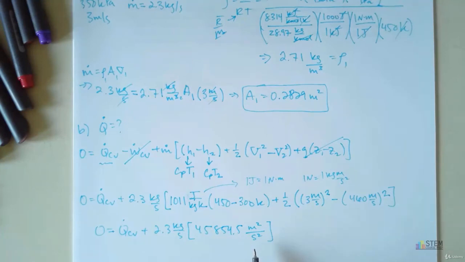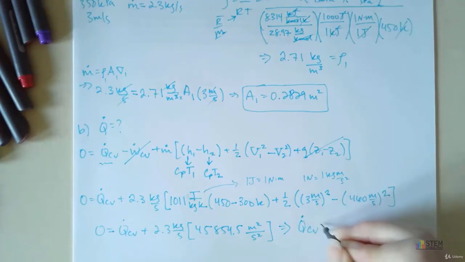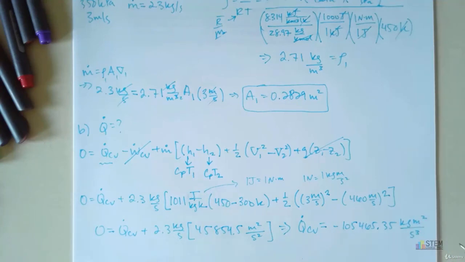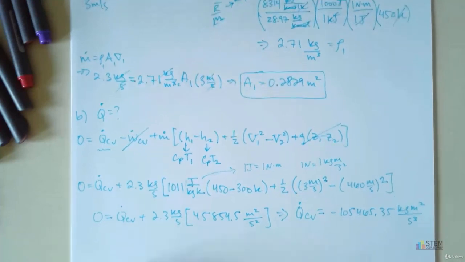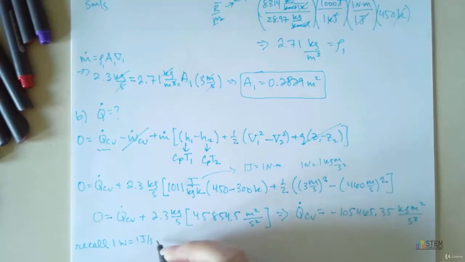Now that we've got this, let's go ahead and keep going. Let's solve for Q dot. Q dot is going to be negative 105,465.35. That's kilogram meters squared per second squared. We want the units of Q dot to be in kilowatts. So let's figure out how to do that here. Remember that 1 watt is 1 joule per second. And if a joule is a Newton meter, then that means this is 1 Newton meter per second.